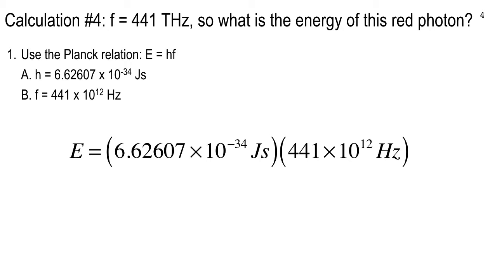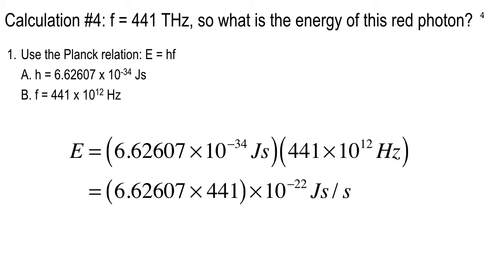It's easy to do. But if you're doing it on pencil and paper, here's how I would set it up. I would then write down 6.62607 times 441. In other words, I would take the two numerical parts and just calculate those two together. All right, and that's easy. And then the other thing I would do is handle this exponent.